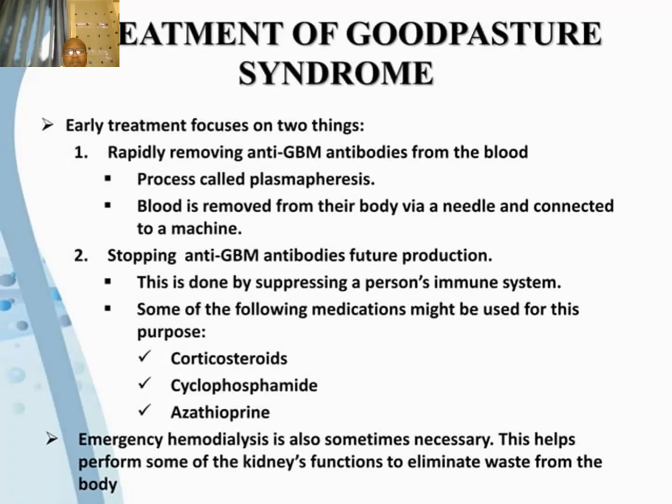The other is to stop anti-glomerular basement membrane antibodies from future production, and this is done by suppressing the person's immune system. Some of the medications used for this purpose are corticosteroids, cyclophosphamide, and azathioprine. And what do those drugs do? They stop the future production of anti-glomerular basement membrane antibodies.